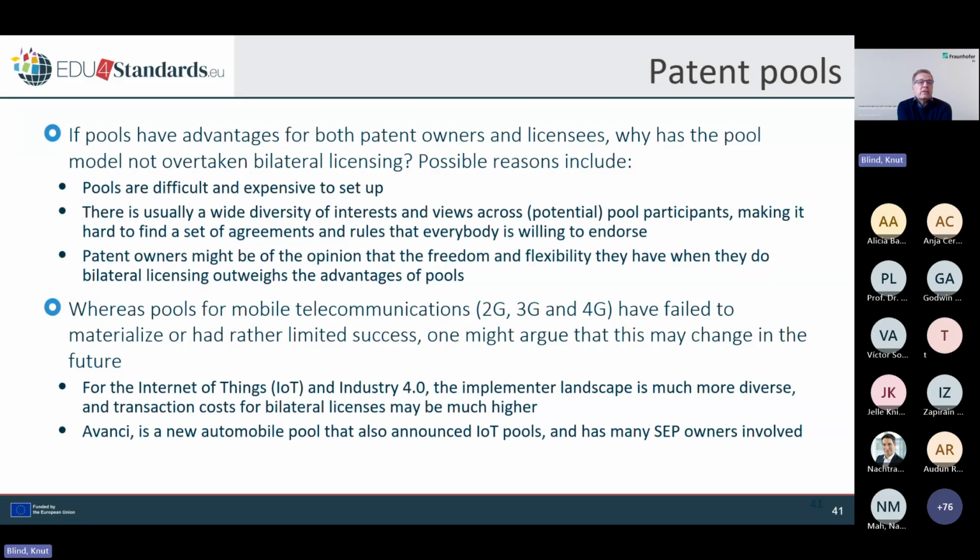Pools are sometimes difficult and expensive, and there are sometimes very diverse interests, and some patent owners might really exploit their patent and their monopoly power, and then therefore no pool takes place. Especially in 2G, 3G, and 4G, this didn't work out. But in other areas, we see pools.